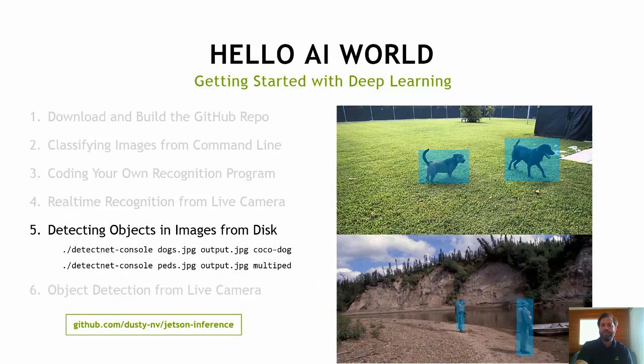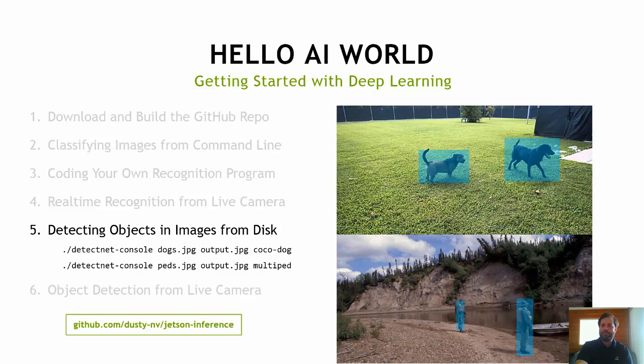The second phase of Hello AI World focuses on object detection, which builds on the concepts of image recognition. Object detection gives you the bounding boxes and is able to classify multiple objects per frame, as opposed to the image recognition networks used in the previous steps classifying the entire image. Object detection is really useful in robotics and analytics, where you need to know where the things you're looking at are located in the frame.